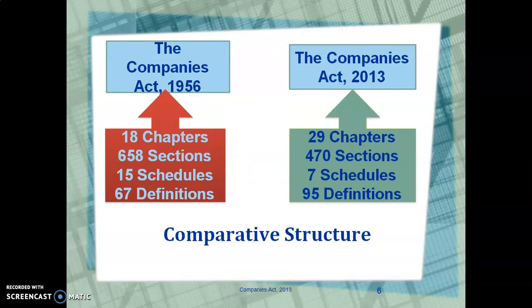Let us look at the basic comparative structure between the Companies Act of 1956 and the Companies Act of 2013. As you can see, the old Act comprised of 18 chapters, while the new Act comprises of 29 chapters. There were 658 sections which have been reduced to 470 sections. There were 15 schedules in the Companies Act of 1956, and now we have only 7 schedules. The old Act had around 67 definitions, and many more definitions have been added to the Companies Act of 2013.